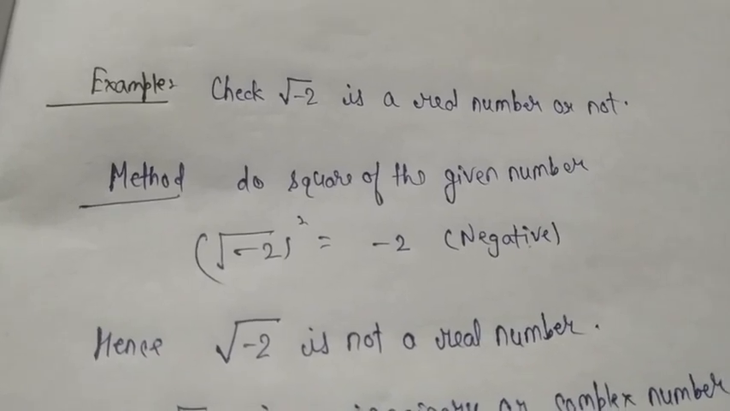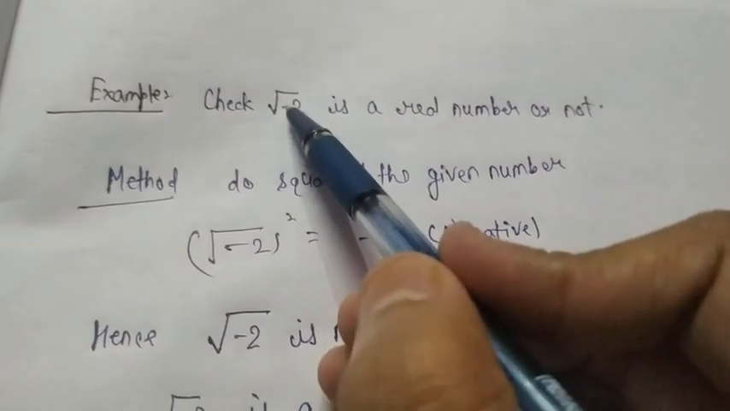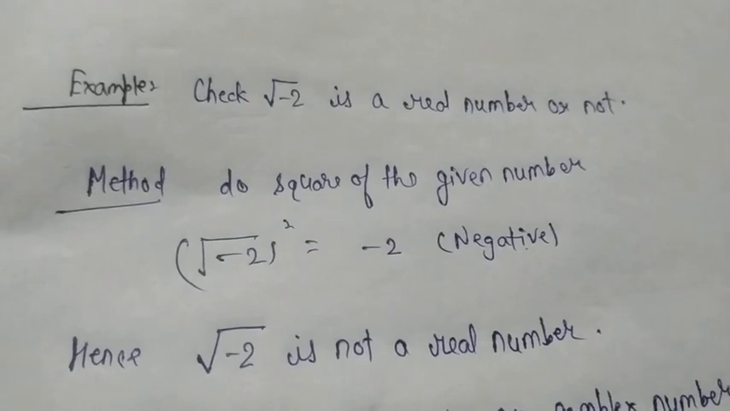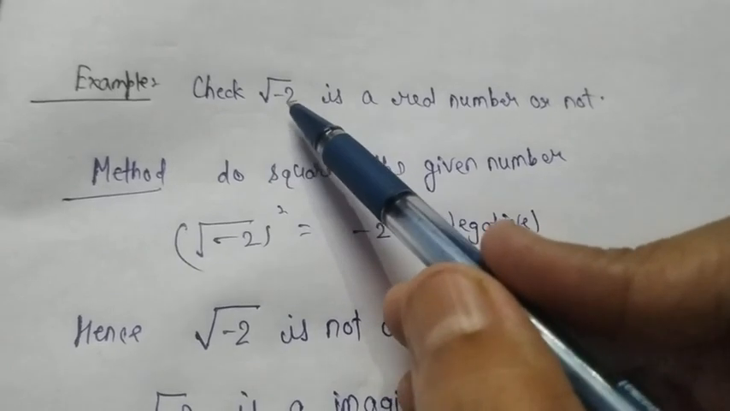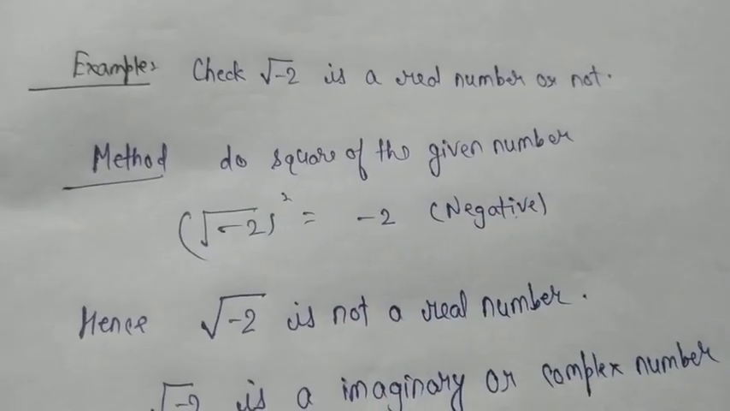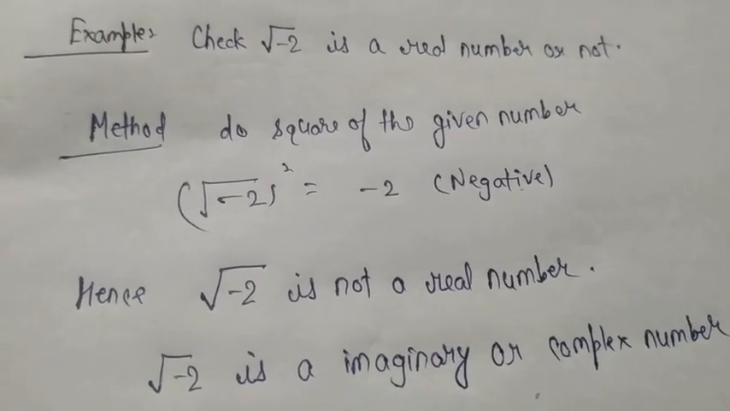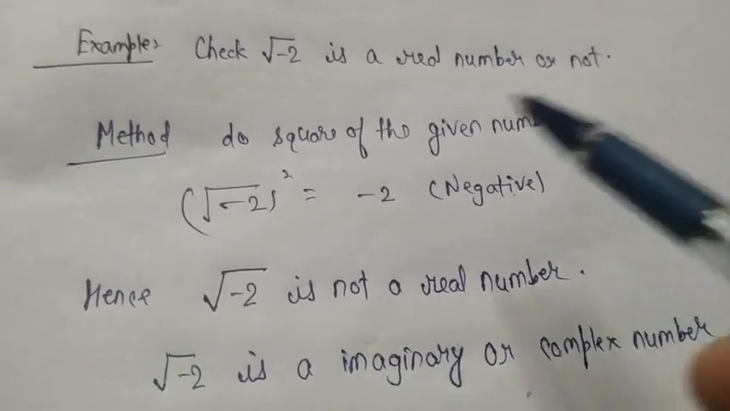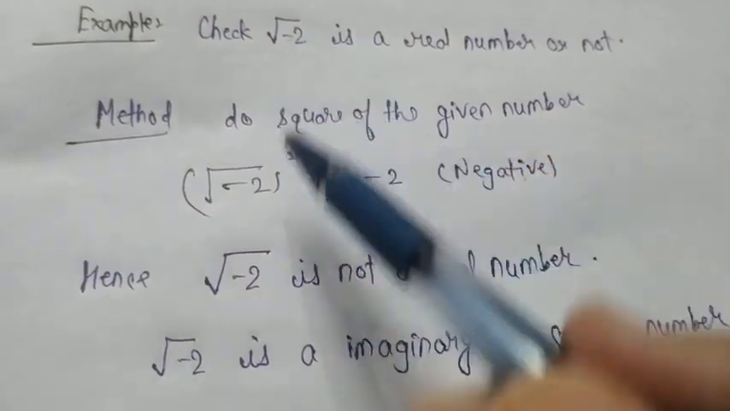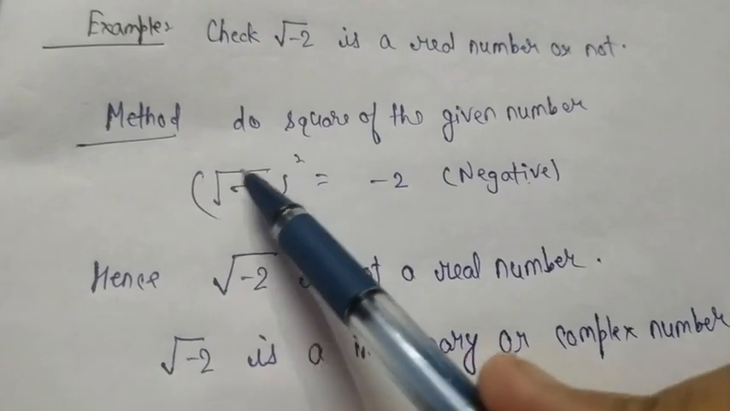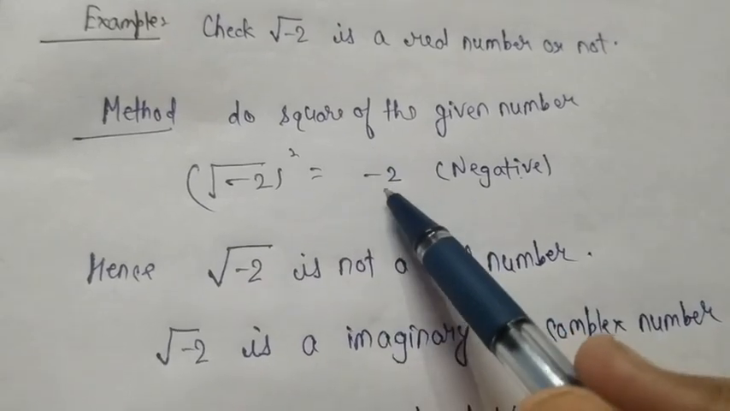Now students, see one example, suppose you are given one number that is under root minus 2. Okay, the minus sign is inside the under root. So under root minus 2, and you have to check whether it is a real number or not. So I told you the method: whenever you have to check whether a given number is real or not, just do the squaring of that number. So what I have done, I have taken the square of under root minus 2. When you do the square of under root minus 2, the under root sign will be cancelled out, and what will be left? Minus 2 will be left.